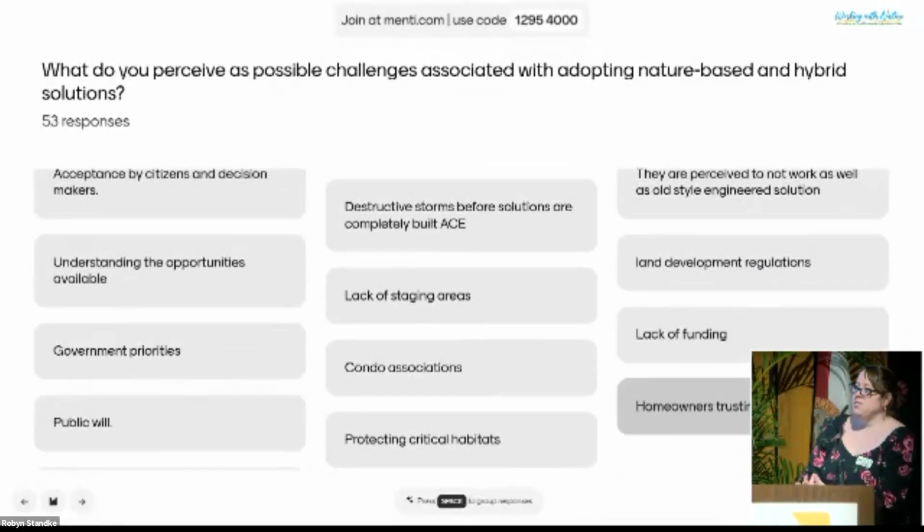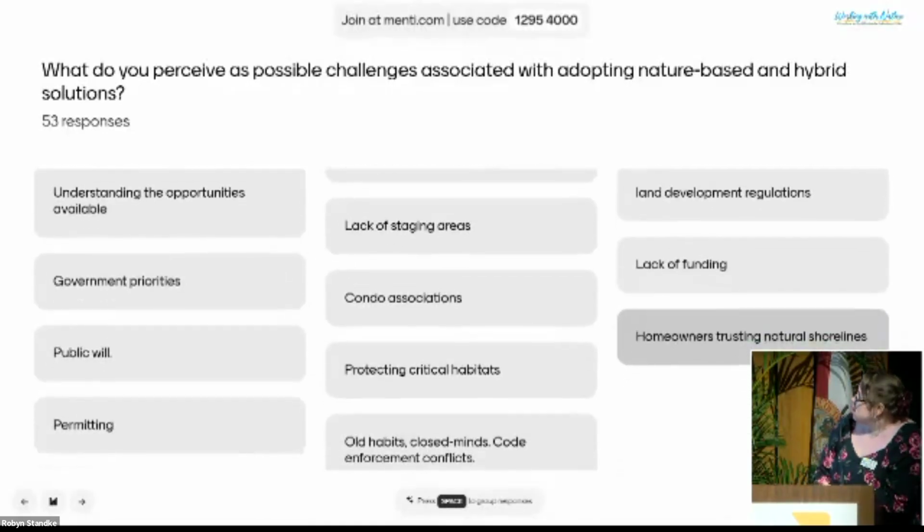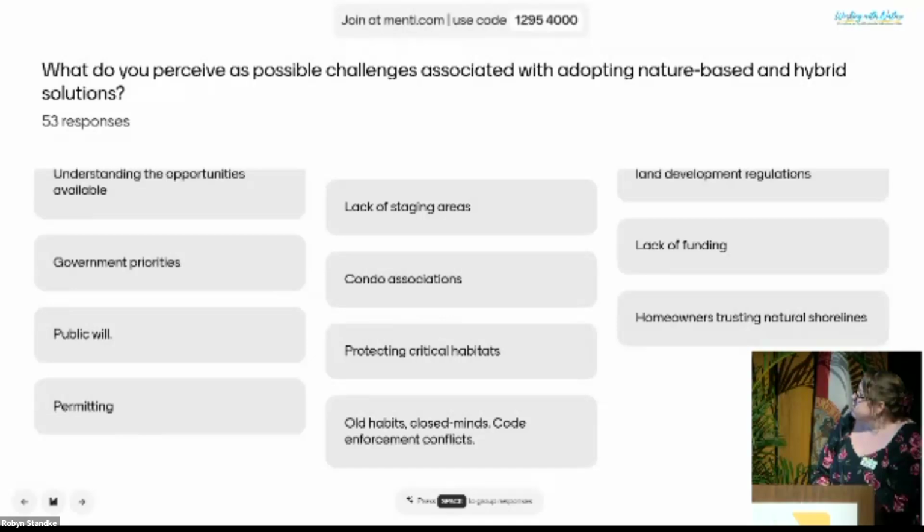Okay, so we see some kind of core themes here. We see the idea of lack of funding. Some of it is the political will or the acceptance across lots of sectors, including homeowners and government-based. Okay, old habits, permitting. Okay, let's move on to the next question.